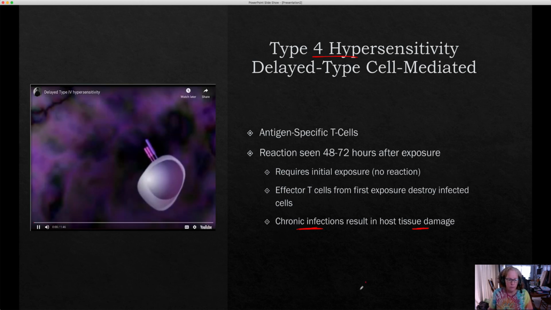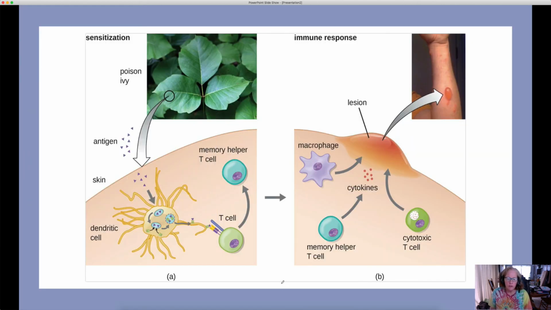So here's just a little bit of a close-up on that poison ivy or poison oak type response. And we have our sensitization steps, so primary exposure, antigen, we get phagocytosis of it with antigen presentation, T helper cells become these memory cells. But in our secondary response, with these memory cells, we also get some cytotoxic T cell response, but the big one is the release of these cytokines.